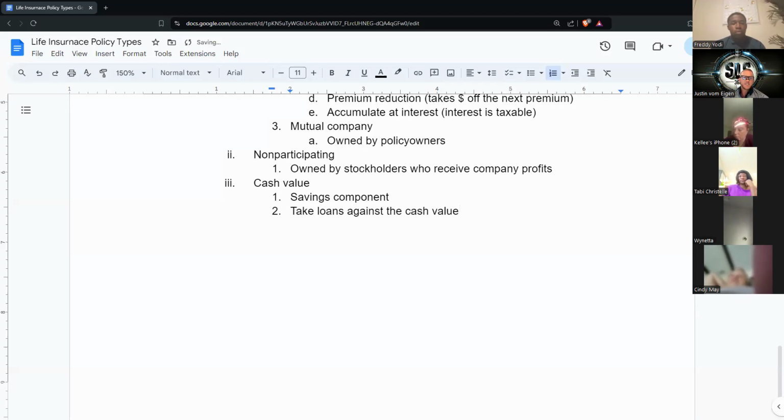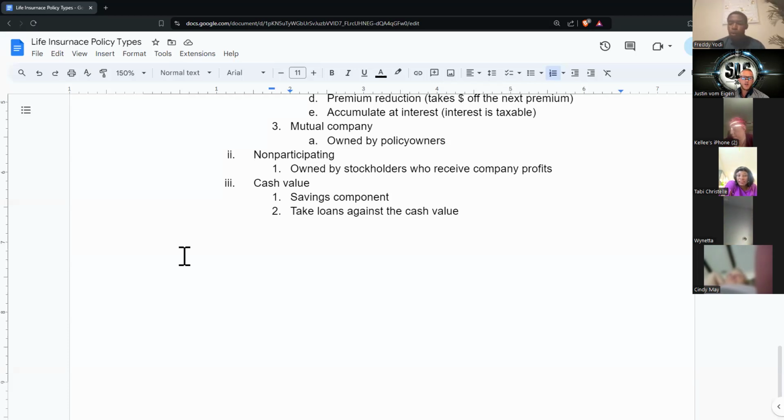Every state has a maximum interest rate that they allow companies to charge when you take out a loan against the cash value. So say you had $5,000 in cash value, you need $1,000. You can call your insurance company and say, hey, I want to take a loan out on the cash value for $1,000. And then you'll get a loan for $1,000 against the cash value. Does that make sense? Any questions about that?